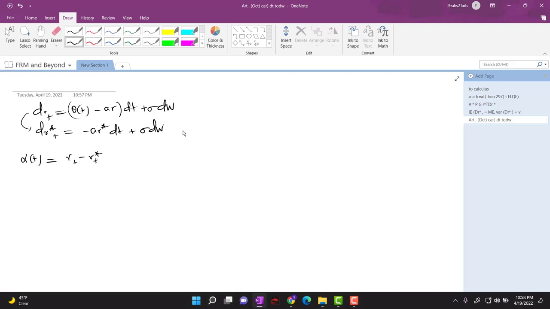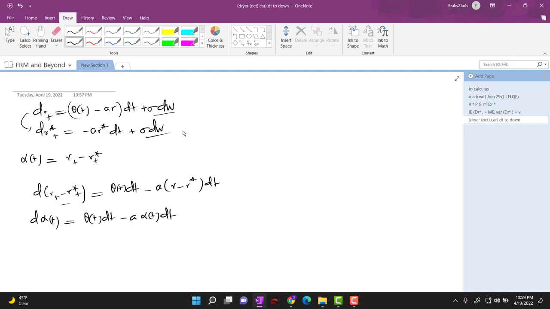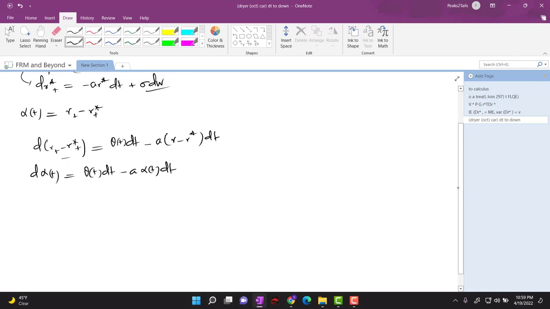the differential of r t minus r star t is equal to theta t dt minus a times r minus r star dt. These two terms, as we discussed before, cancel out. And we are calling this alpha, right? So this is d alpha t is equal to theta t dt minus a alpha t dt. Again, we are getting a nice first order differential equation for alpha t. There are no stochastic terms anywhere in this equation. Everything is just a deterministic function.